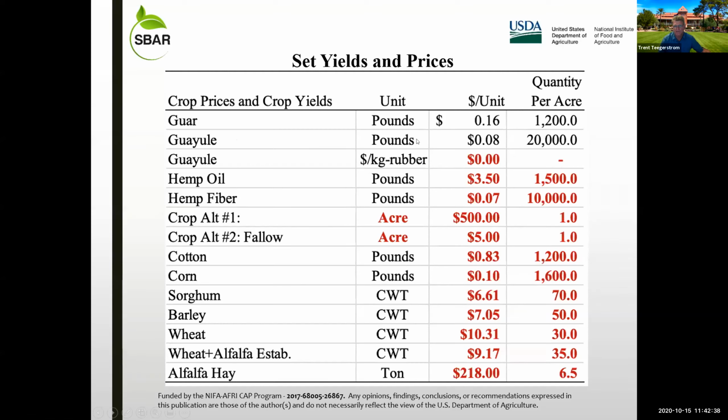This is pounds of biomass that's produced, but we can change and we can move that around either way. So it's just a way of looking at different things. And alternative crops, you can put whatever it might be, whatever you're looking at, and then your yields, the quantity per acre that you have on there.